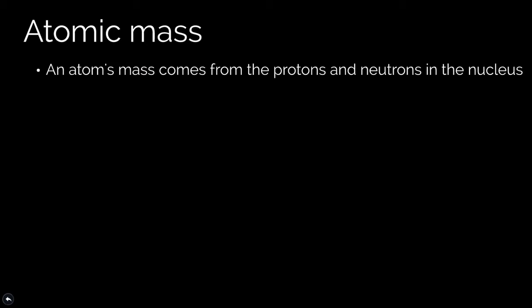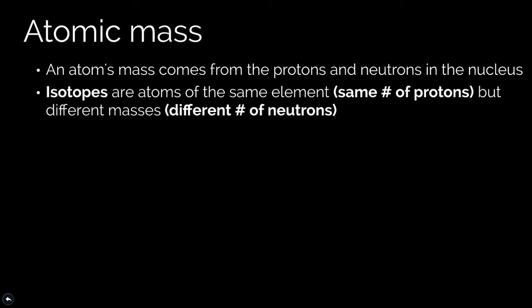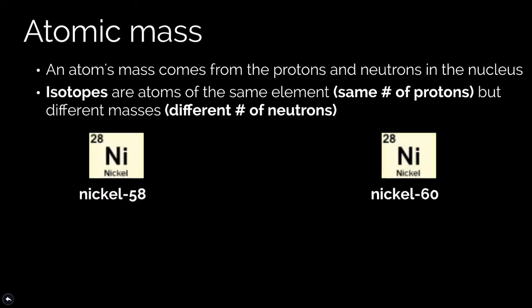All right, so let's start talking about atomic mass. So remember that atomic mass, you get this from the protons and the neutrons in the nucleus of each atom. These are the two weighted particles that we have. Now we can have isotopes, which are different versions of the same element. They're the same element because they have the same number of protons, but what's different about them is the number of neutrons in the nucleus. So this gives us a different mass for each different isotope of an element.